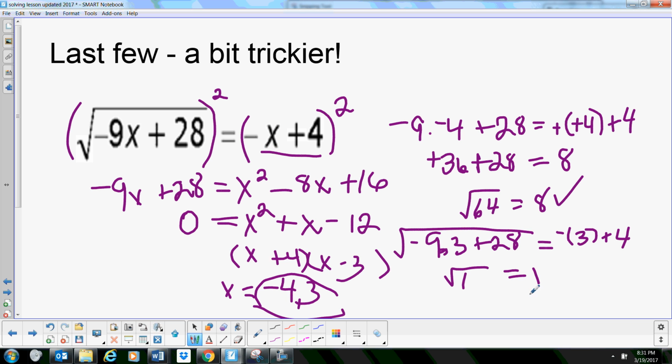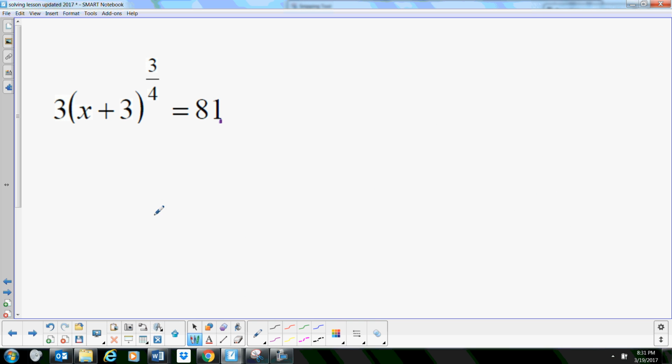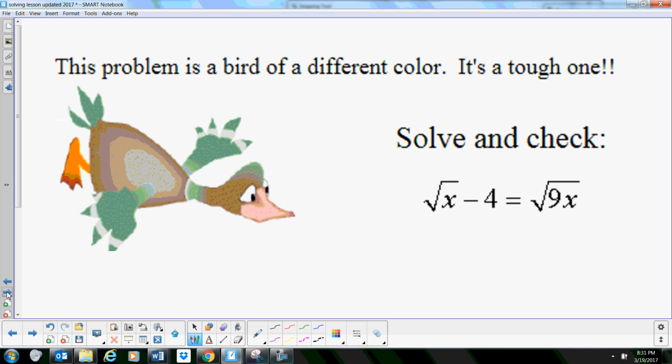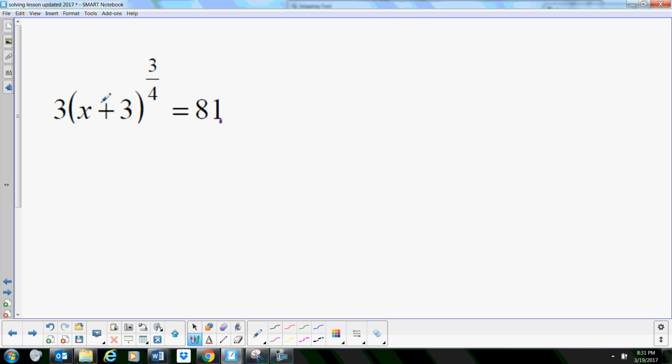So the square root of 1 is 1, and so that one too is a good solution. So this one has two solutions, negative 4 and positive 3. Okay, this one is our last one, I believe. Let's check. Nope, two more. This one is just a little bit trickier because there are a few more things to do.